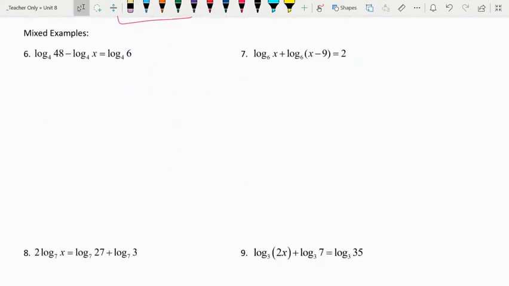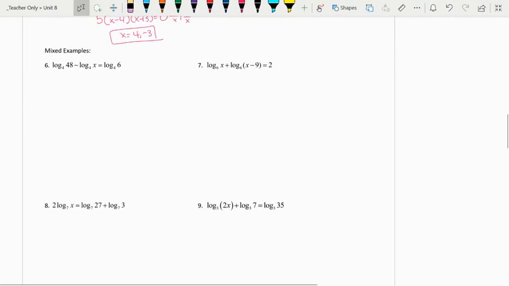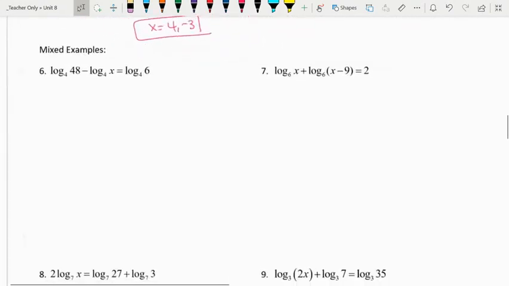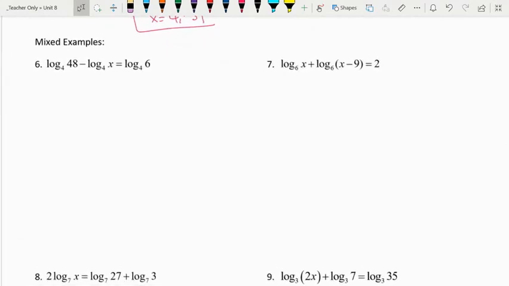So we're just going to have some mixed examples. Feel free to try them before you watch me do it. We just have these 4. Okay, so I am going to go somewhat fast with these, so feel free to pause and try them on your own first. So this first one, we have to condense first.